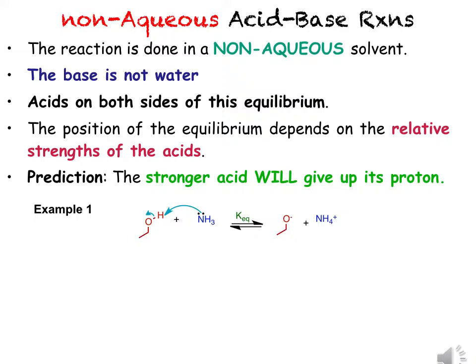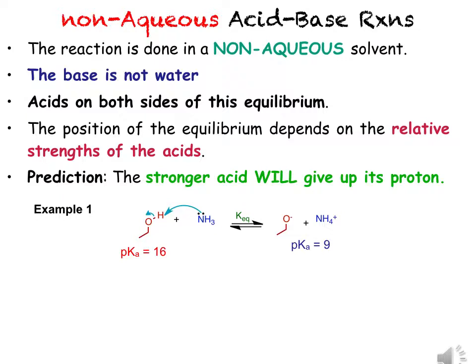The prediction you're going to make is that the stronger acid will give up its proton. So in order to assess this, you have to be able to identify the acids and their pKa's. The acid on the left is the alcohol. It's losing its proton to go to the right. The acid on the right is ammonium. It's losing its proton and trying to move the reaction to the left. Those are the two acids.